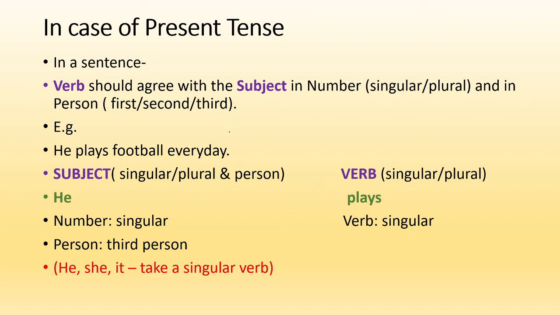Now what this means? For example, in this sentence, he plays football every day. Now here subject is he, and he is singular. Person, of course, it is third person. Now if we talk about the verb, we have to check whether singular verb should come or plural verb should come. Now if subject is singular, so we must have a singular verb, and plays is a singular verb. Now why plays is a singular verb?